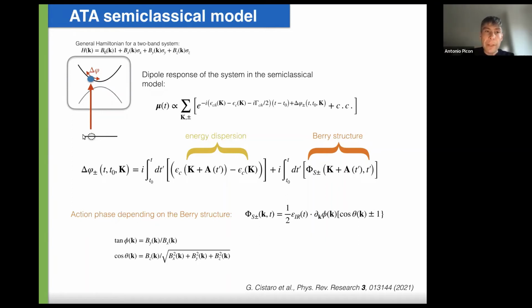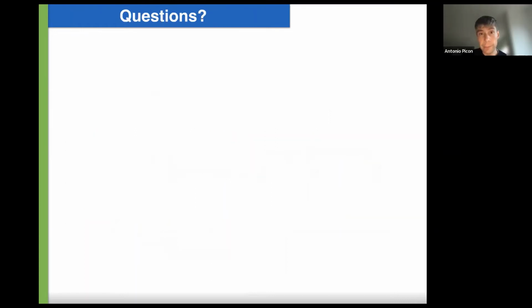And of course, remember that here it is for a particular k, but what we measure is really the sum over all the Brillouin zone. So we have to sum over all the reciprocal space, and then we obtain the dipole in time of the system. Very quickly, the Berry structure for a two-band model can be easily described with two angles that depend on the parameters given by the Hamiltonian that you are considering. So these two angles are something that we can calculate easily, and in this particular case, a two-band model, it is easy to calculate.